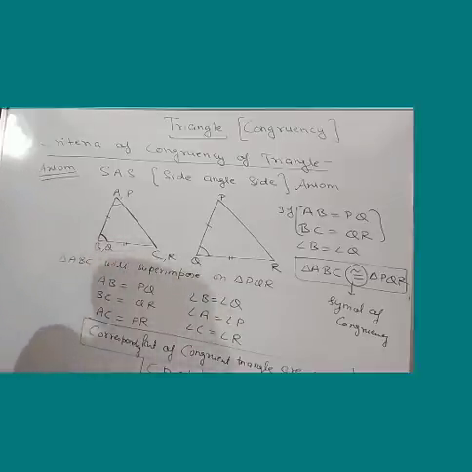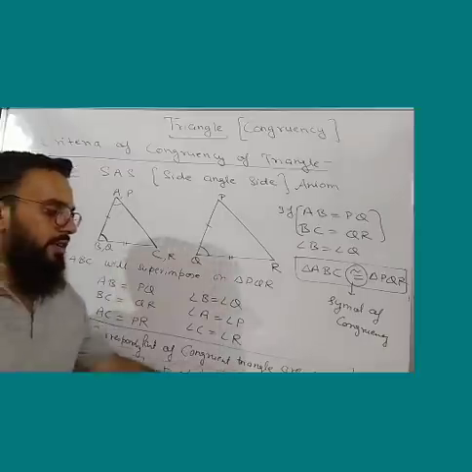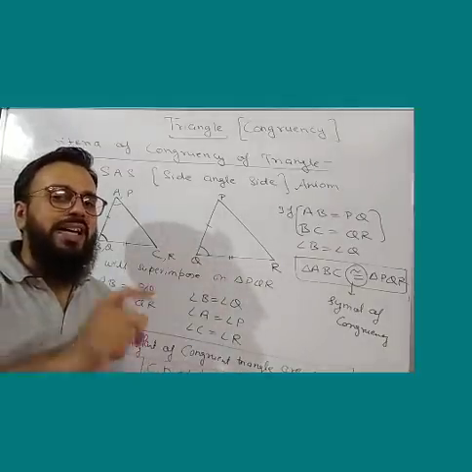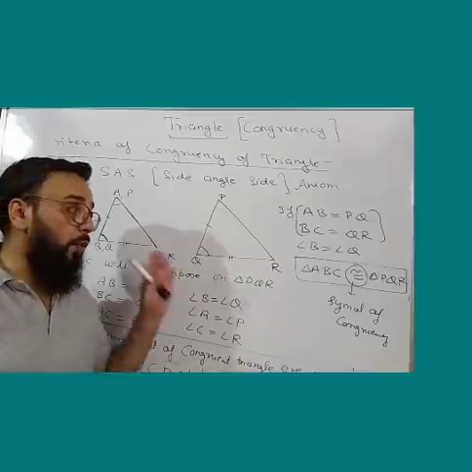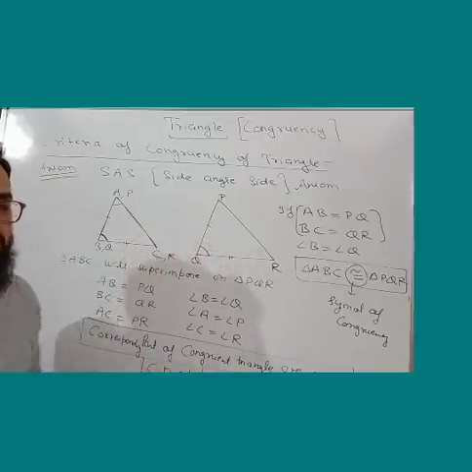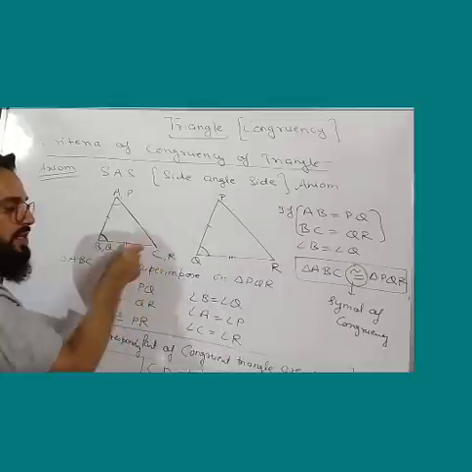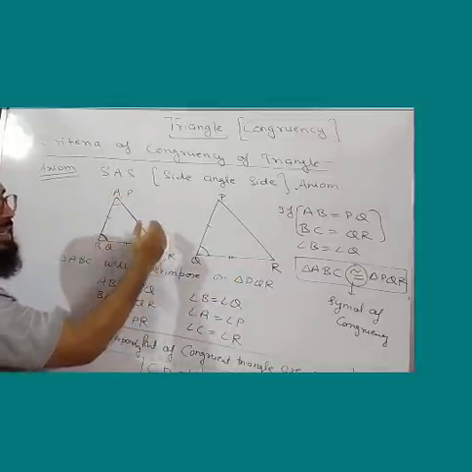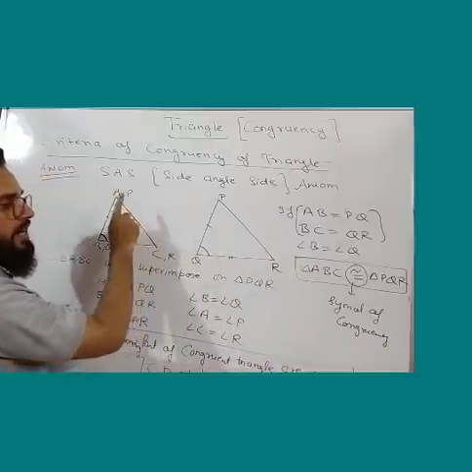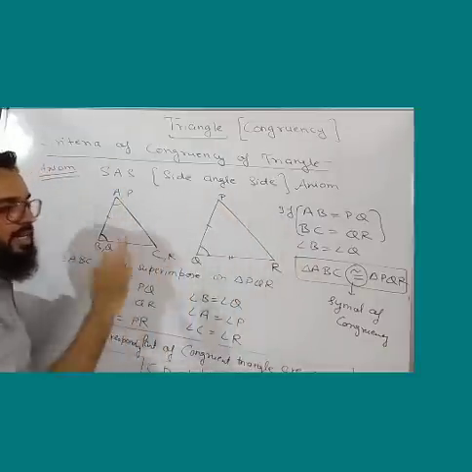CPCT. What is the meaning of CPCT? Corresponding part of congruent triangle. It means if two triangles are congruent, then all the corresponding parts of both the triangles will be equal. That means if AB is equal to PQ, BC is equal to QR, then the third side, that is AC, will be equal to PR. The corresponding side AC will be equal to corresponding side PR.